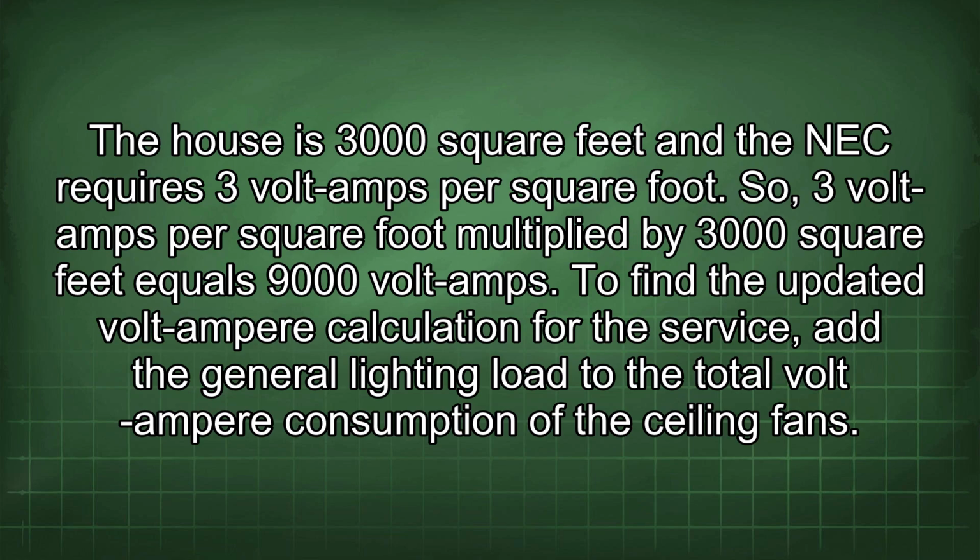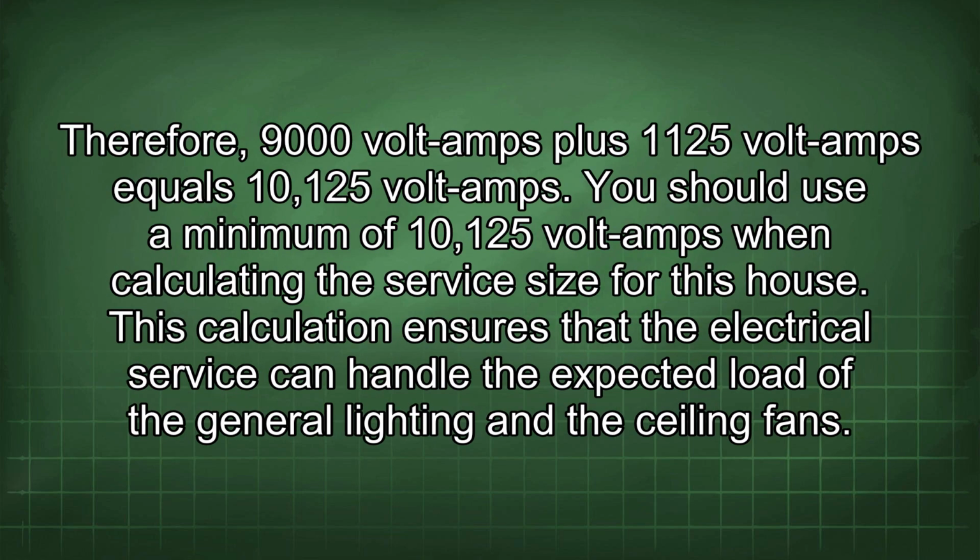To find the updated volt-ampere calculation for the service, add the general lighting load to the total volt-ampere consumption of the ceiling fans. Therefore, 9,000 volt-amps plus 1125 volt-amps equals 10,125 volt-amps. You should use a minimum of 10,125 volt-amps when calculating the service size for this house. This calculation ensures that the electrical service can handle the expected load of the general lighting and the ceiling fans.